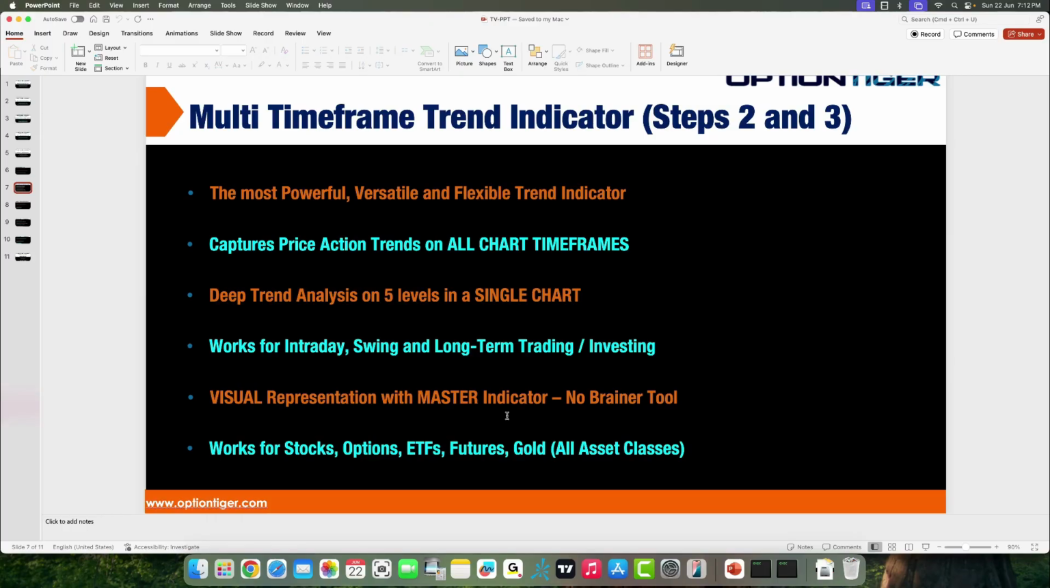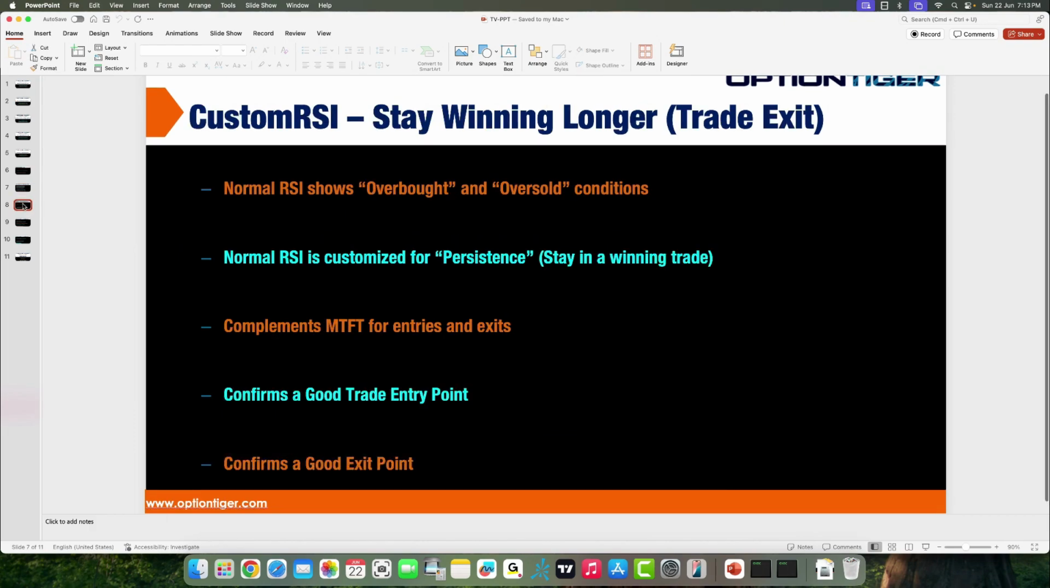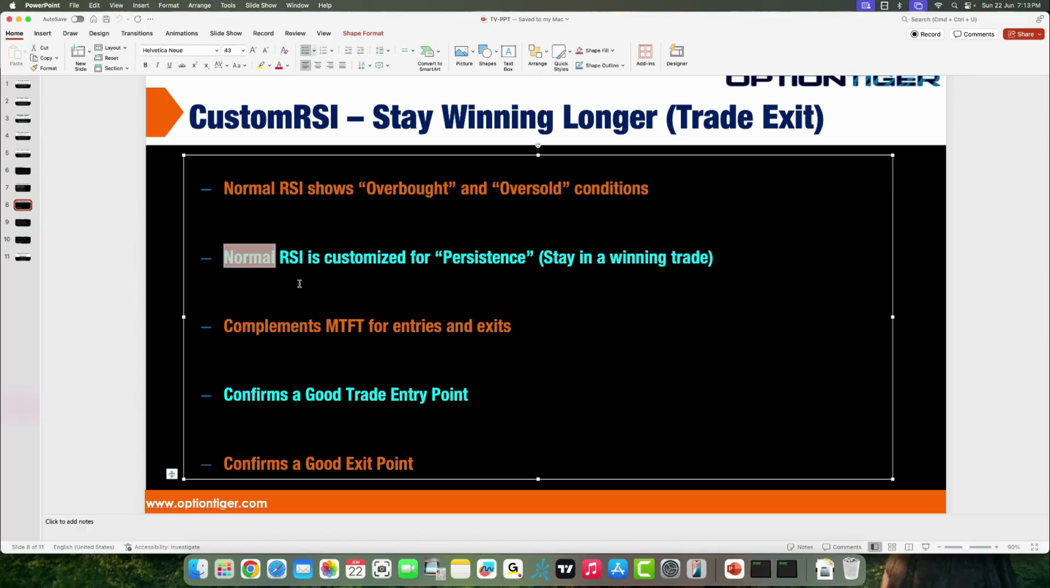And of course, it works for all asset classes: stocks, options, futures, whatever you want to trade. And then, of course, the normal RSI shows you overbought and oversold conditions, whereas the custom RSI, I'm sorry, this is supposed to say custom RSI, is customized, and it helps you stay in a winning trade. So this is not normal RSI. That's a mistake on the presentation. It's custom RSI. And it complements the multi-time frame trend indicator for both entries and exits, confirming a good trade entry point and a good exit point as well.